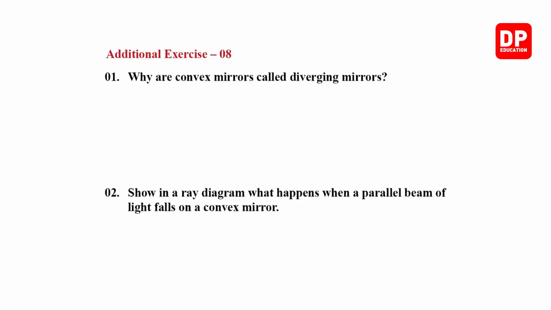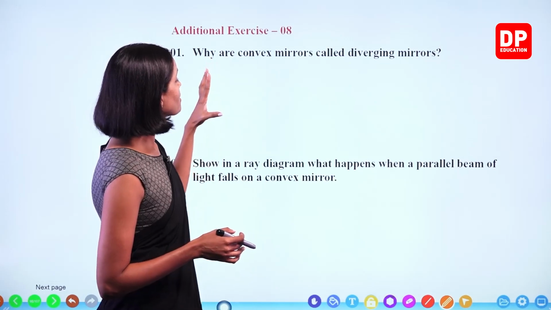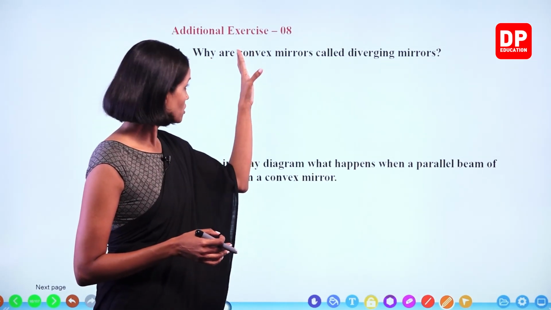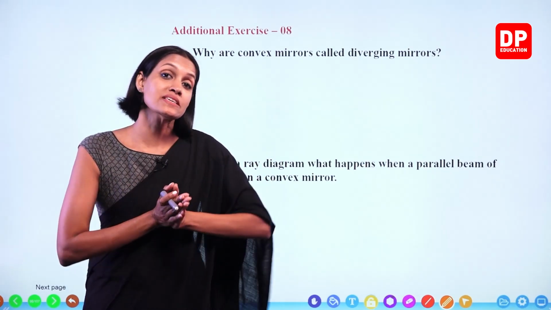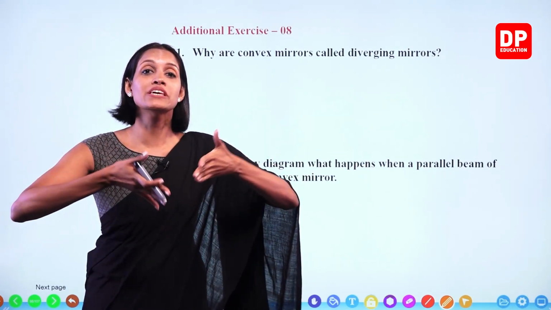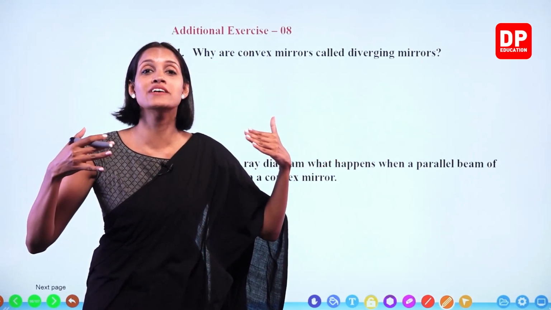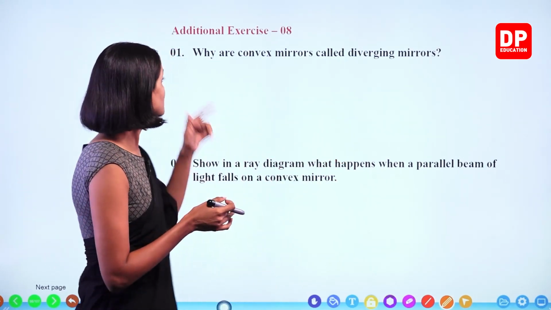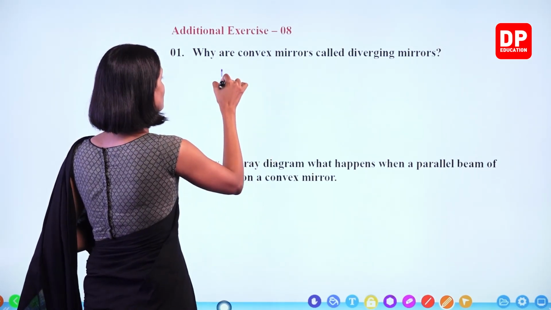Number 8. Why are convex mirrors called diverging mirrors? That's because when a parallel beam of light falls on a convex mirror, what happens, children? Those light rays move away from each other, which means they spread out. This spreading out is known as diverging. Right? Let's write. Why are convex mirrors called diverging mirrors?